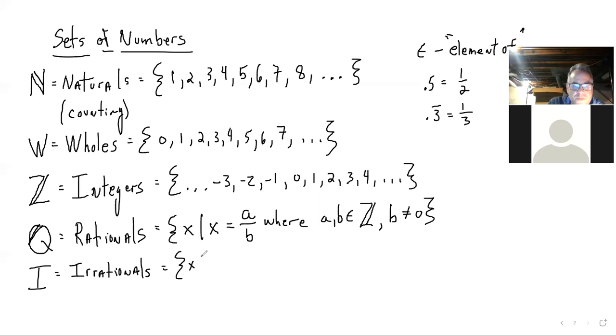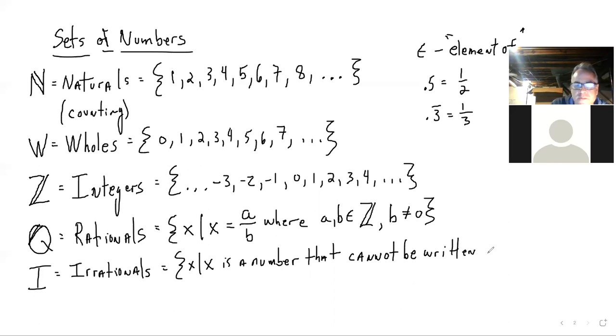And so I'm going to use set builder notation. I'm going to say X such that X is a number that cannot be written as a fraction.